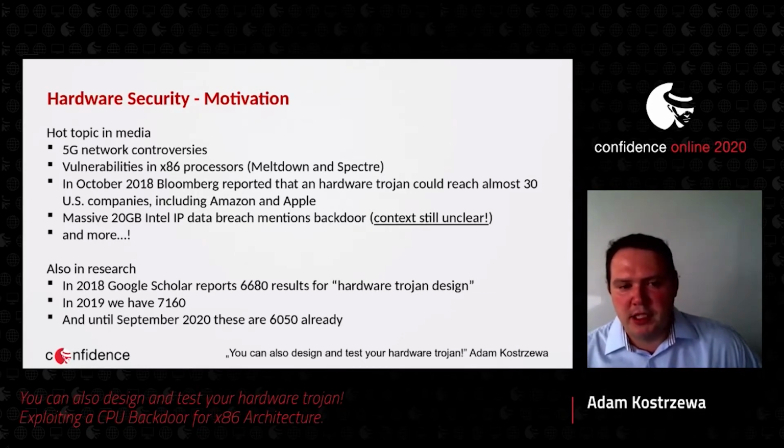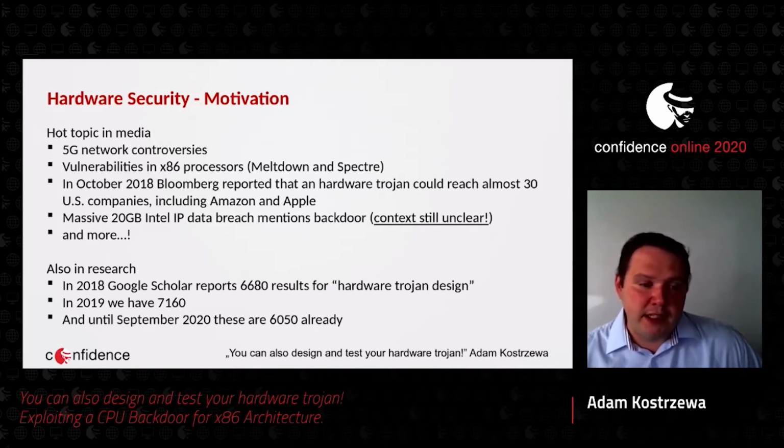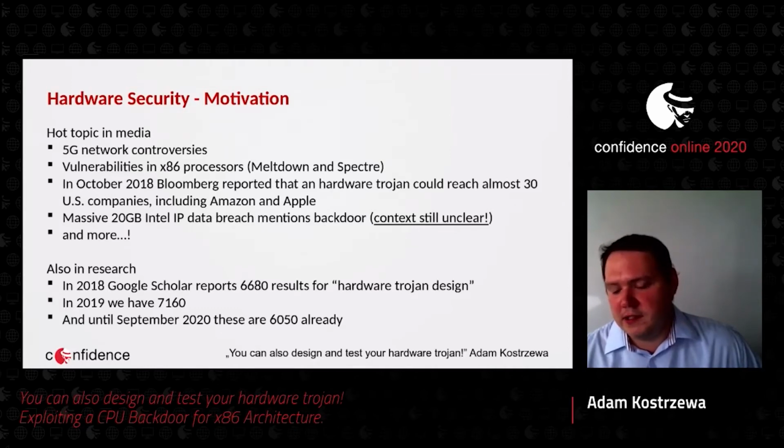In October 2018, Bloomberg reported that a hardware Trojan could have reached almost 30 US companies, including Amazon and Apple, although a specific Trojan design or chip was never presented publicly. Recently, there was a massive Intel IP data breach, which mentions a backdoor. The context here is still unclear. Some speculate it's a security backdoor, others speculate it's just some programming structure. But still, the fact that this notion is discussed with regard to Intel and leads to very strong discussions shows that the topic is important.